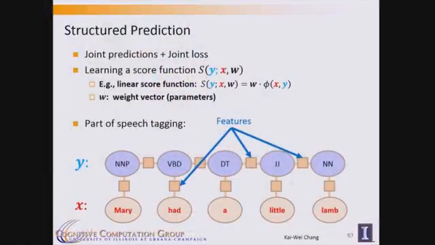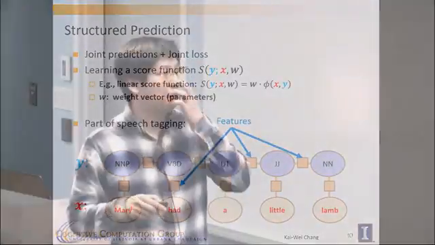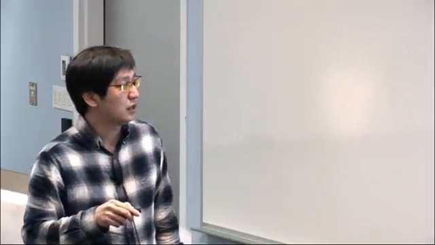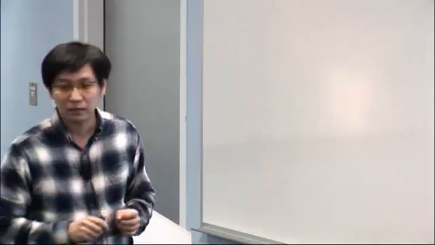So roughly speaking, in a structured prediction task, we want to make a joint prediction to minimize the joint loss. In other words, we are trying to learn a score function. The score function can be parameterized by a weight vector W and defined as a linear scoring function, so that we can use this scoring function to assign the highest score to the better structure. Here, by structure, I mean the output assignment.